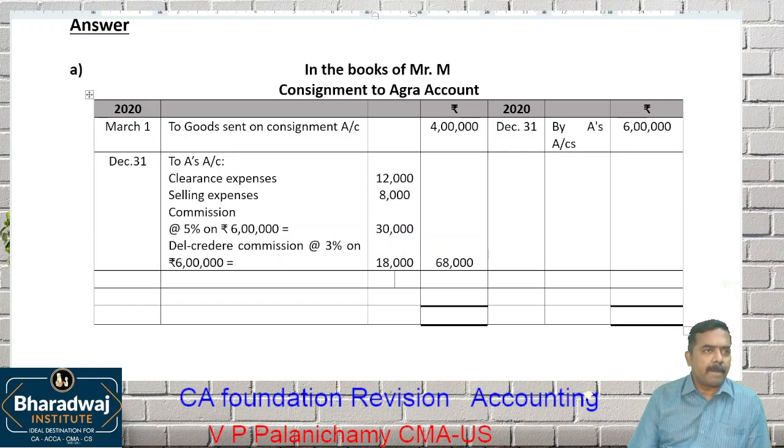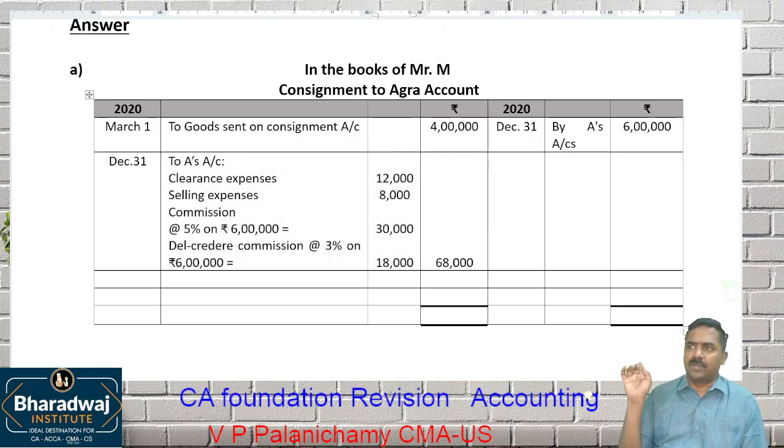Sir, you said the consignment was on 1st March. Hmm, the year closes on 31st December. Okay, that doesn't matter. Here, for depreciation we have to look at time fraction like this. Here, how much is the normal commission? 30,000. Del credere commission? 18,000.